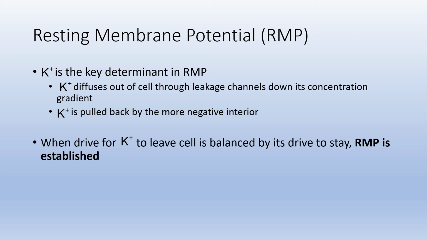As the interior of that cell becomes more negative, when potassium diffuses down its concentration gradient, the negative interior then pulls that potassium back in. And as we have that back and forth pull, it is truly balanced, and we could say that the cell is resting, or we have a polarized cell, or the membrane potential.